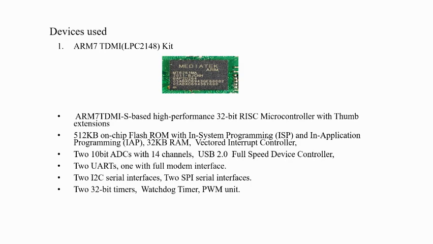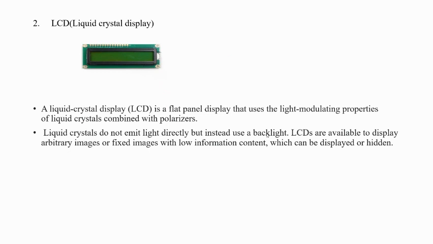Then we also have an LCD to display the message which is pressed on the keypad. The LCD is a flat panel display which uses the modulating properties of light along with a polarizer. It does not emit light directly, but instead uses a backlight, unlike LEDs, which produce their own light. These displays are used to depict arbitrary images or low information content images.